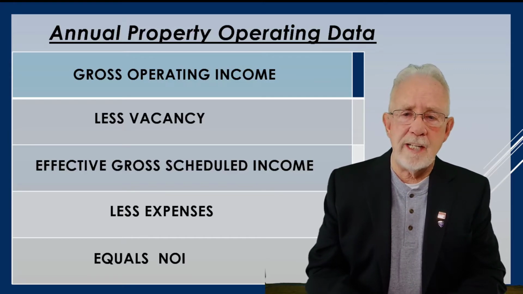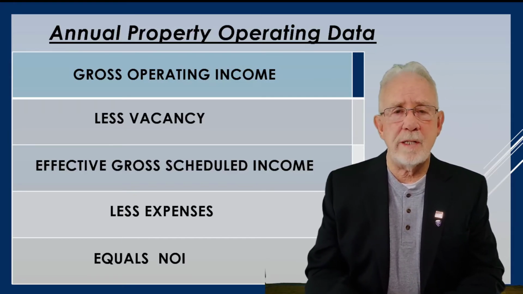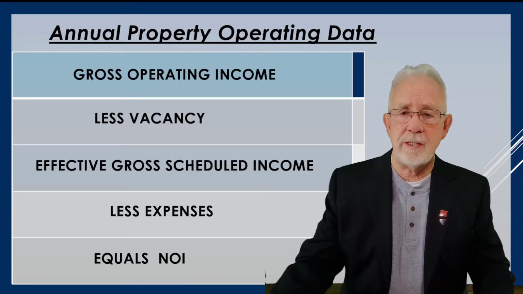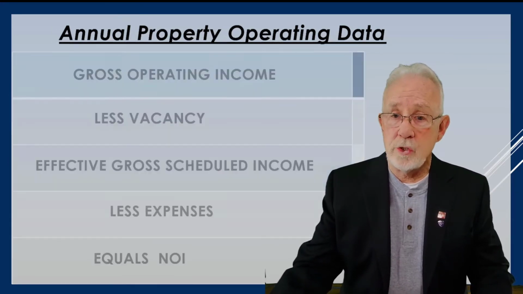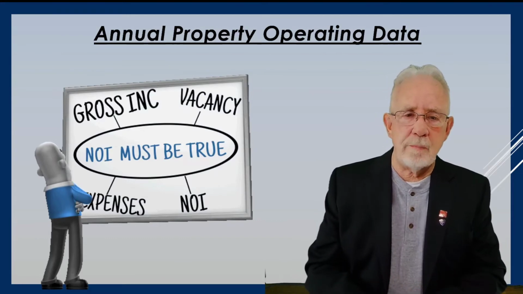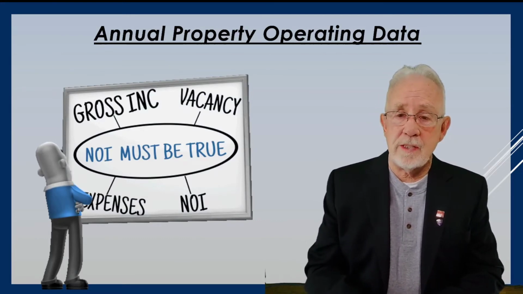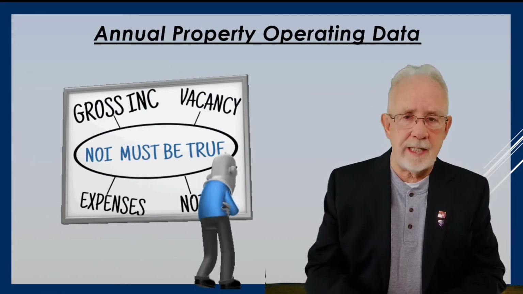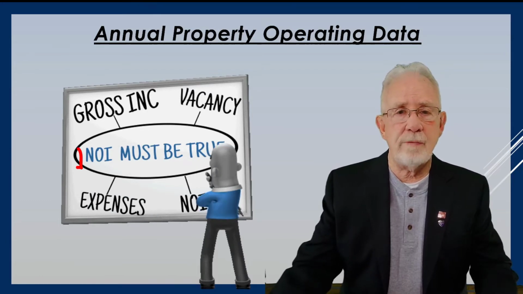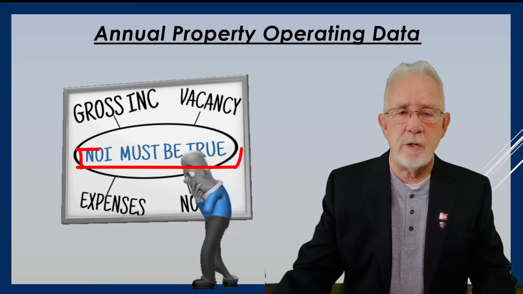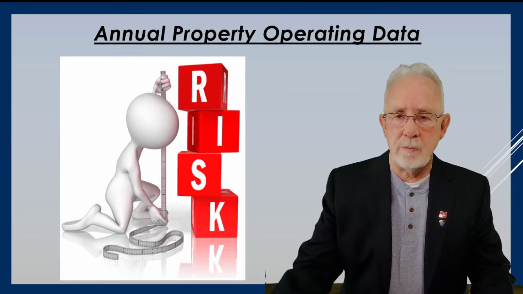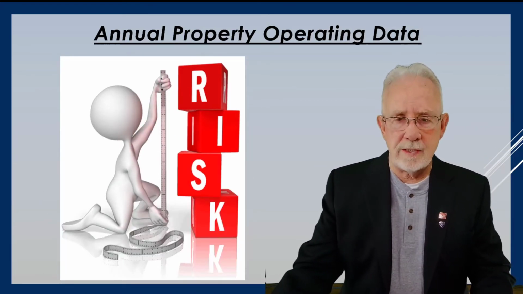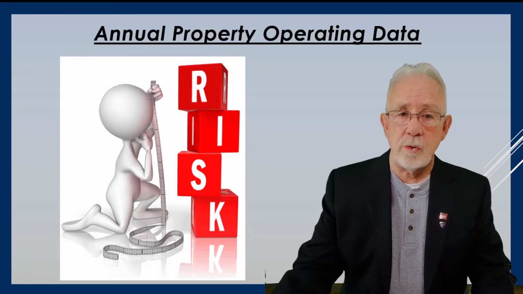And so your NOI needs to be true because a lot of people will be using that NOI to measure this investment. And you should too. So gross income less vacancy less expenses equals NOI, and NOI must be true. If NOI is not true, then your whole analysis is not true, and nobody will accept that analysis down the road. And so you're measuring the risk of this property.